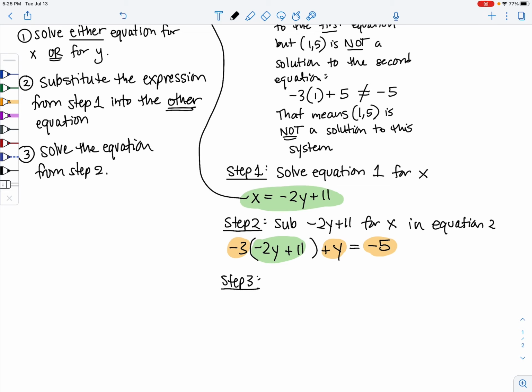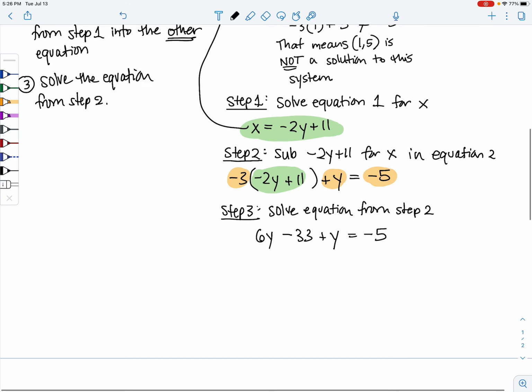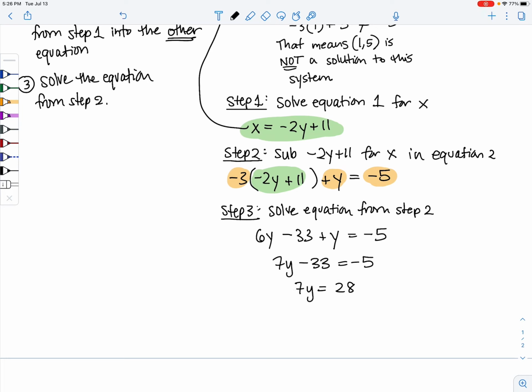I just need to solve this equation, which means I'm going to distribute that negative 3. So 6y minus 33 plus y equals negative 5. And so I said solve the equation from step 2. And now I've got 7y minus 33 equals negative 5. Then I'm going to add 33 to both sides, so I'll have 7y equals 28, and then divide by 7. So y equals 28 over 7, so 4.